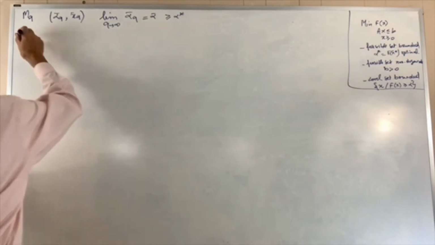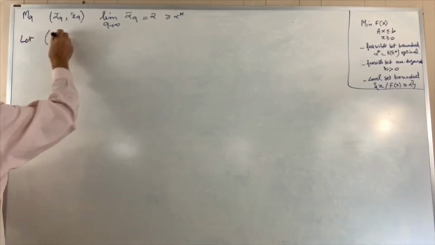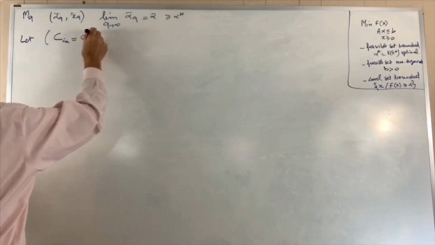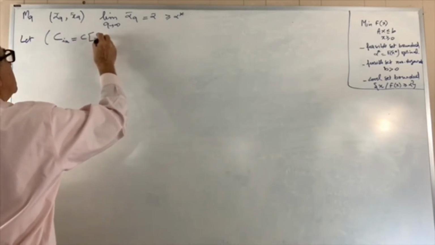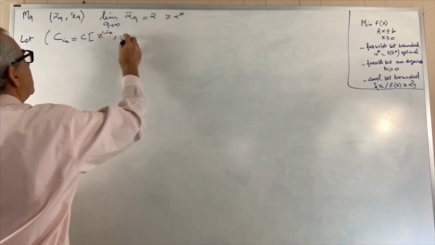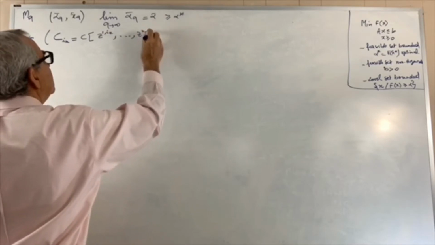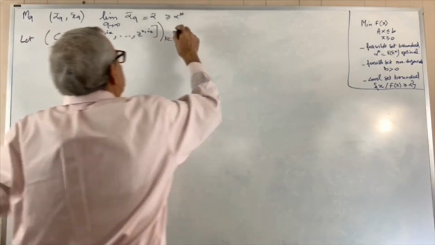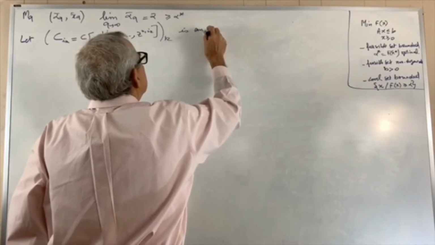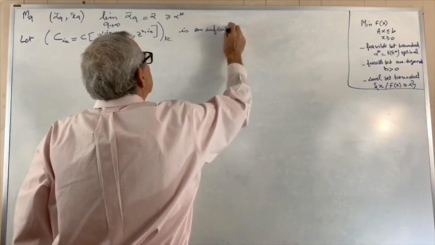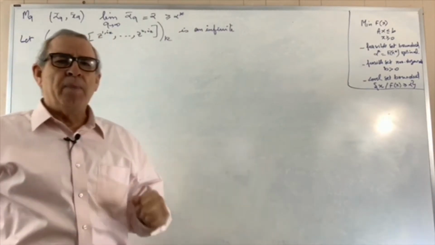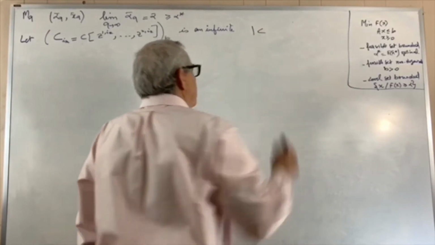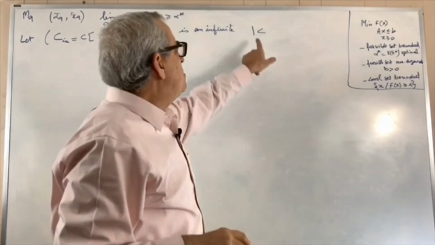Let C_{i_k} equal C of z_1^{i_k}, ..., z_n^{i_k}. This is a sequence, and let's for a moment assume that it is an infinite sequence. It never stops, by the algorithm. In other words, the way it doesn't stop is because when we solve the LP, the maximum is always bigger than 1.